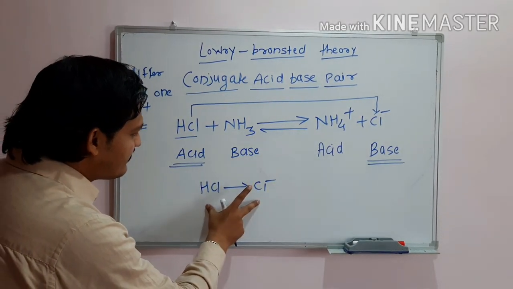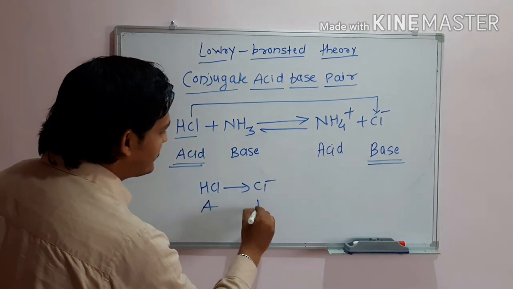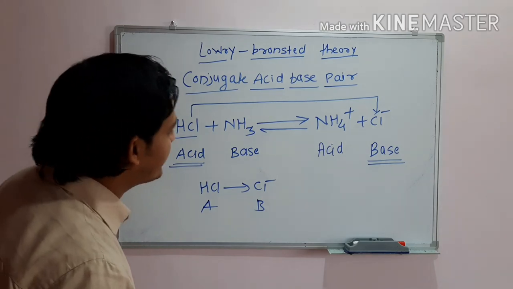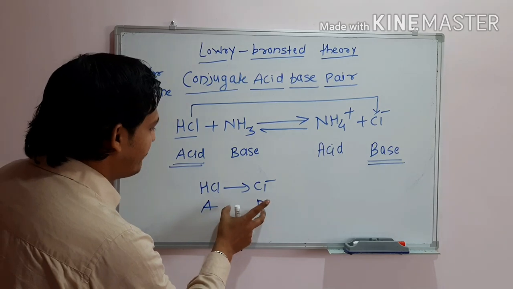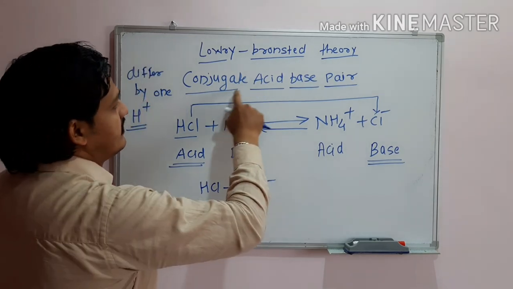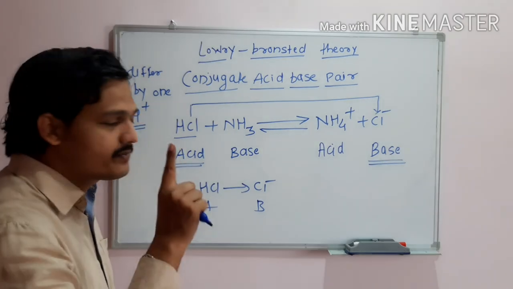Yachyamadhye doghancha madhye jast kay, ekach H plus jast hai. The species ha acid hai ani ha base hai. The species which differ by one proton are called an acid base pair, the pair which differs by one proton.